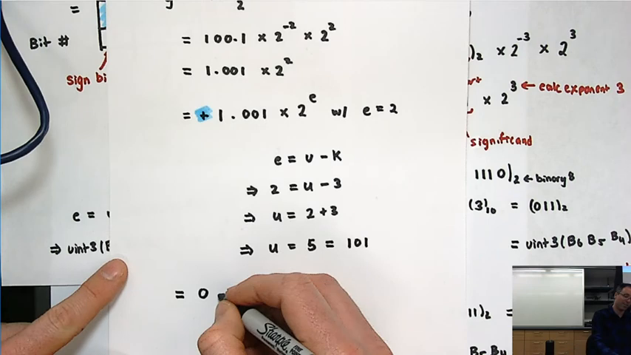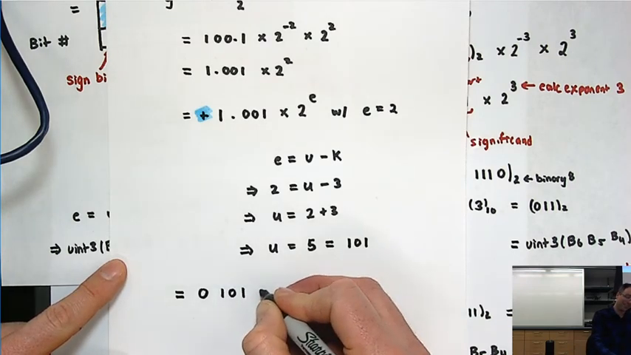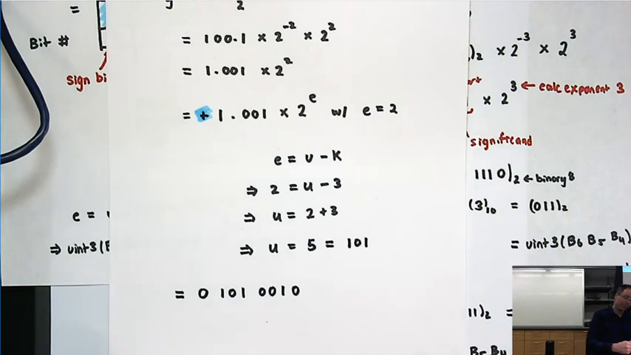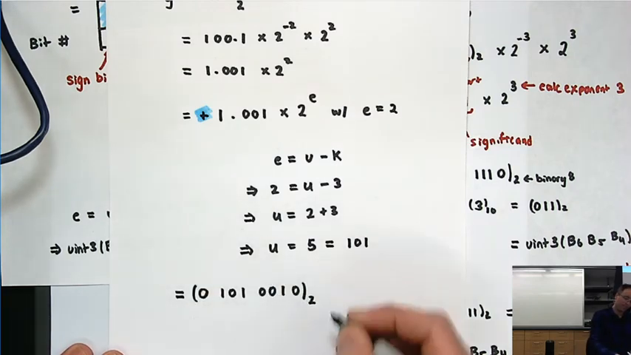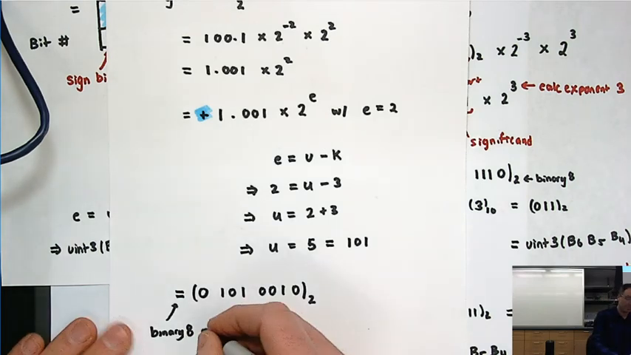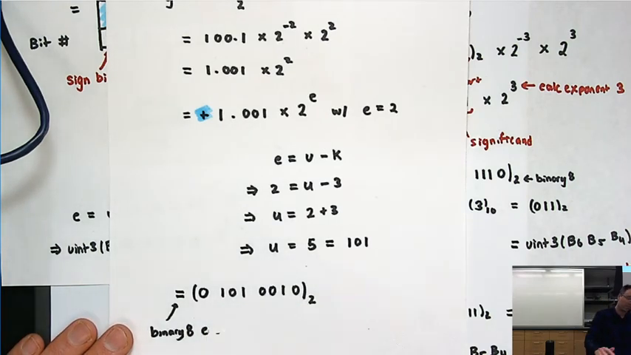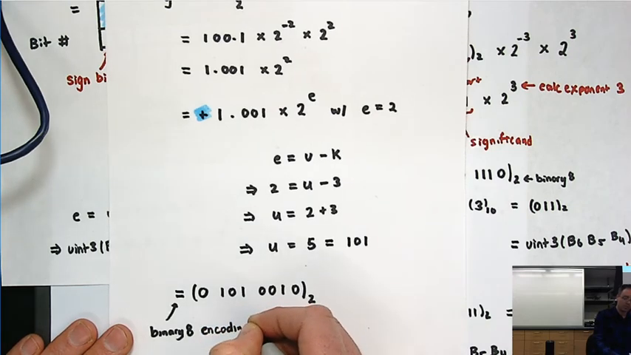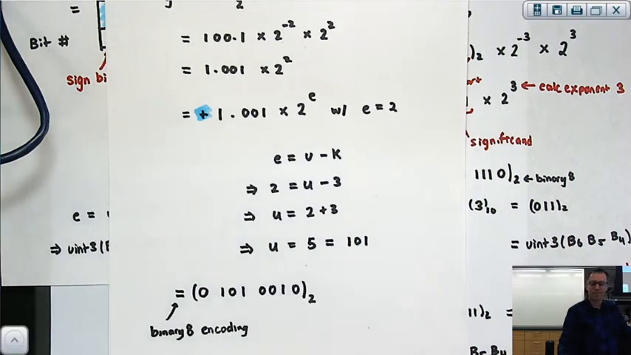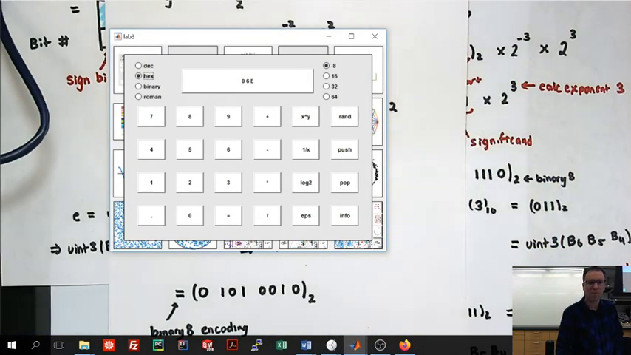I should have done negative, huh? Yeah. What did we say it was? 4.5, right?